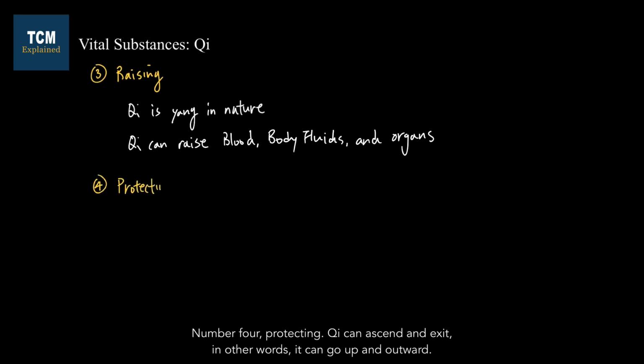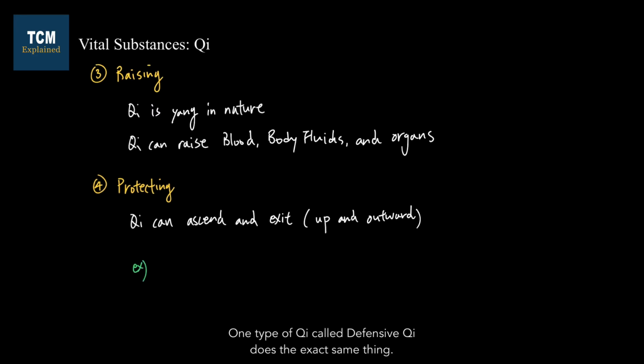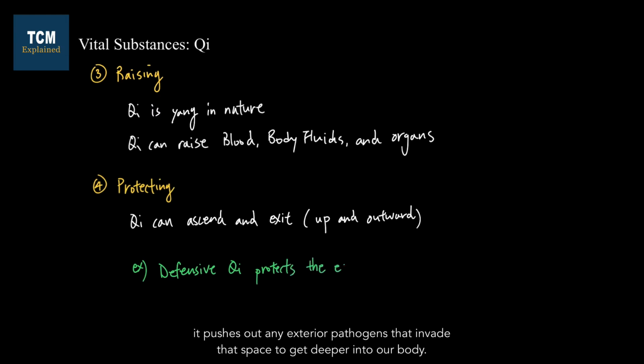Number 4, protecting. Qi can ascend and exit. In other words, it can go up and outward. One type of qi called defensive qi does the exact same thing. It irrigates the space between the skin and muscles, which we refer to as the exterior of our body, and it pushes out any exterior pathogens that invade that space to get deeper into our body.